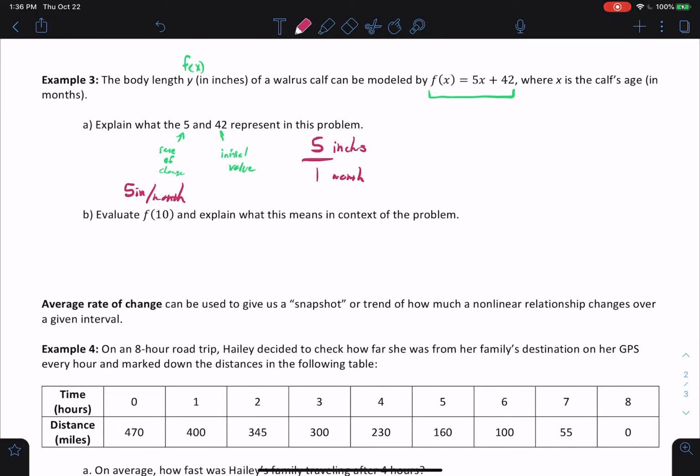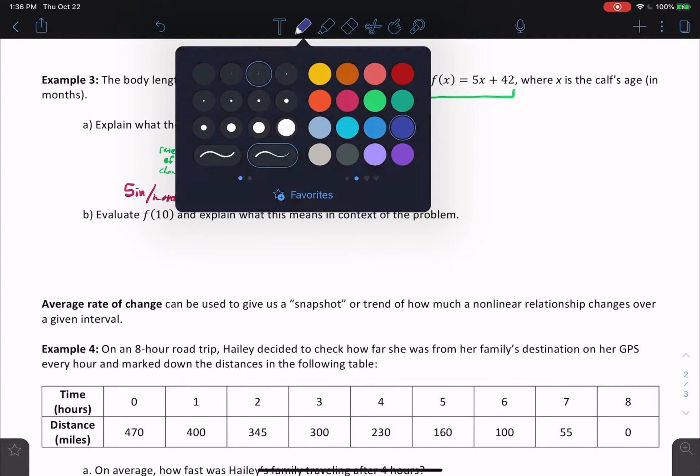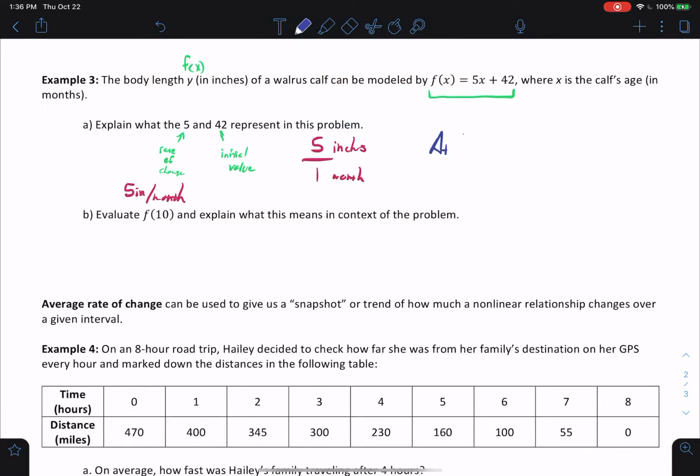42 represents the initial value. So at birth, the walrus calf was 42 inches. Okay, so the initial value is 42 inches to start, and then every month after that, it grows by 5 inches.